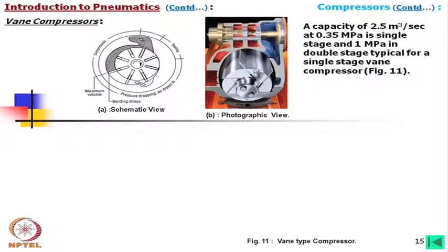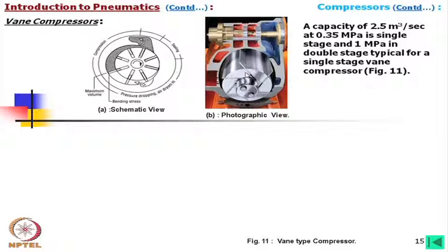Now, if you look into this, these vanes are not placed exactly radial. You will find that they are inclined. This inclination is given like that. For this compressor, you will find it is rotating in this direction, not in this direction, so that this has the sealing effect, a better sealing effect.